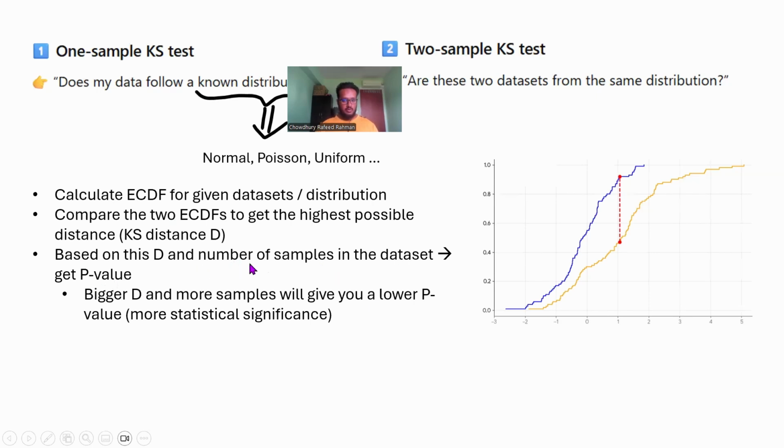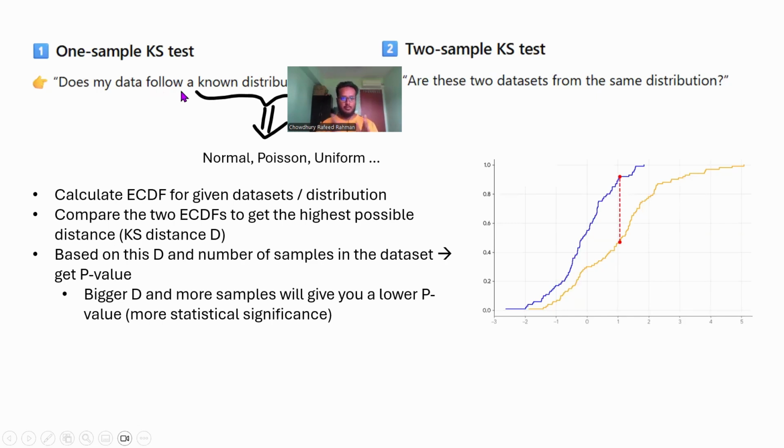Now, this is very important. How many samples you have in the data set is very, very important. Because if you have more samples in the data set, then you are going to be more confident about your p-value, right? So a bigger D and more samples will give you more power and a lower p-value. And that makes you more probable of reaching statistical significance. I hope you have a clear idea about this now. So basically, if you have a bigger D, that means they are more different, right?